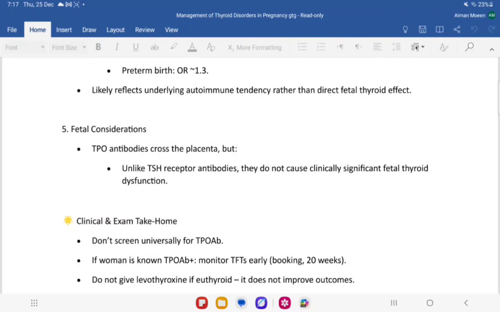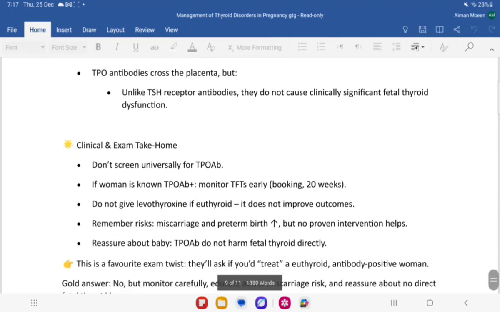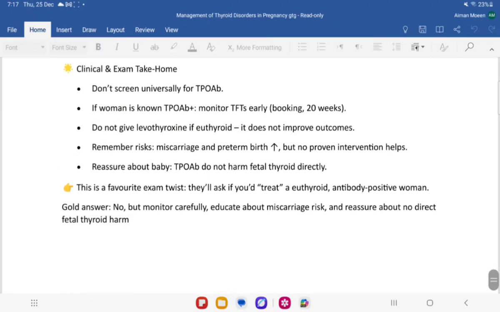If a woman is positive for thyroid peroxidase antibodies and she's euthyroid, she doesn't need treatment, but she needs monitoring at booking and again at 20 weeks. So the last few pearls: do not screen universally.